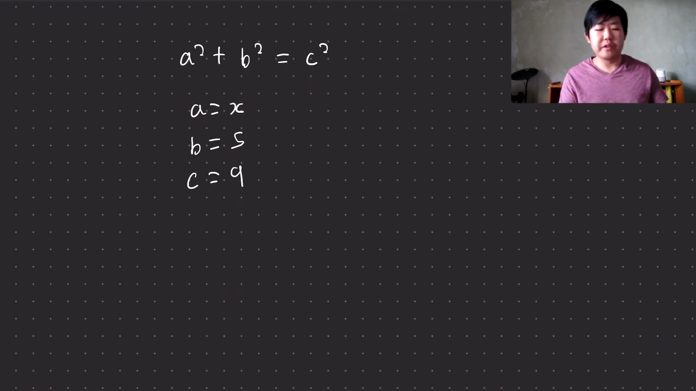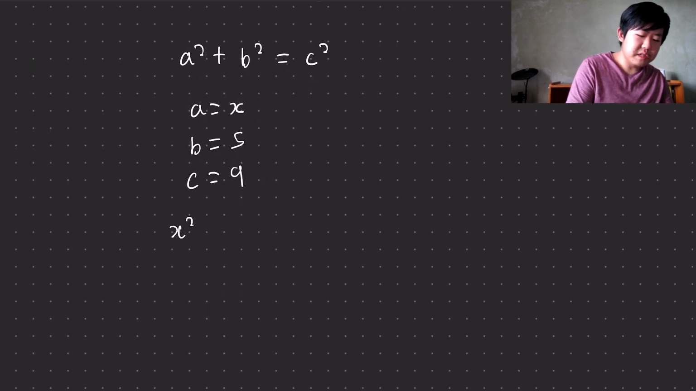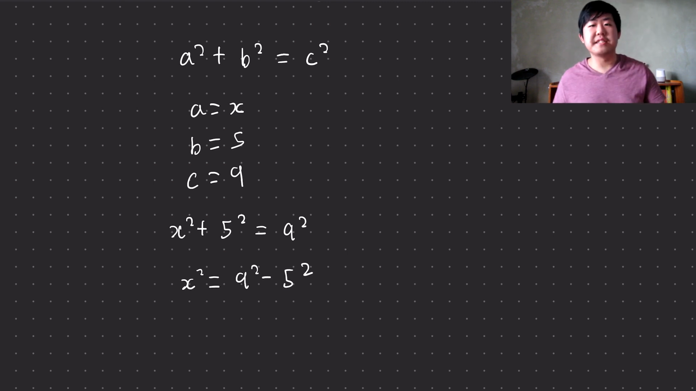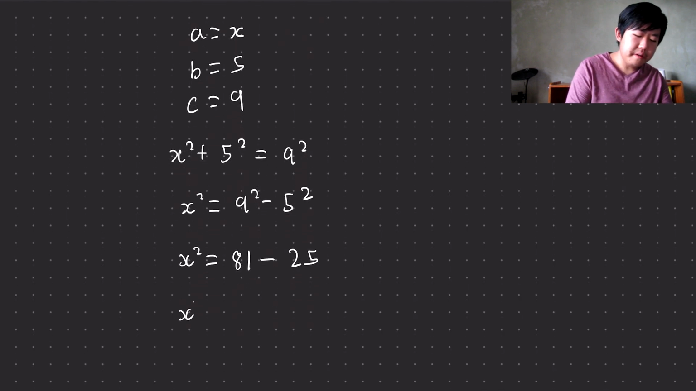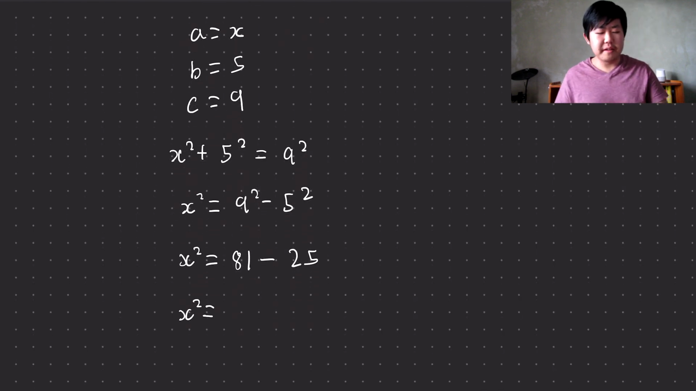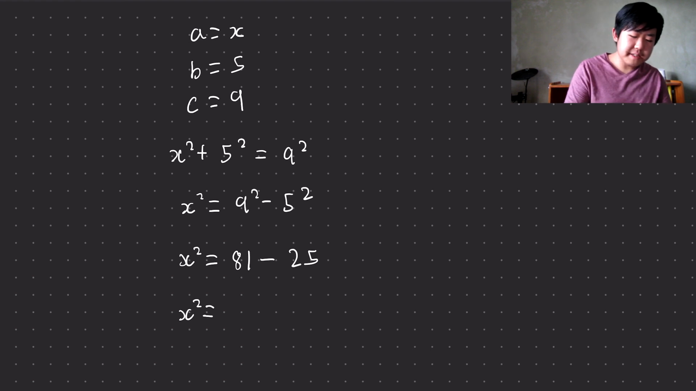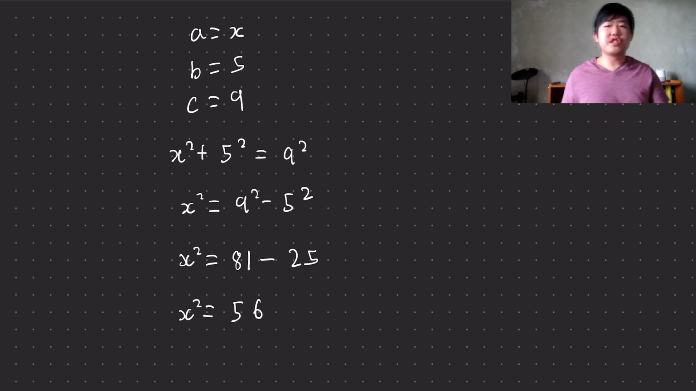Now let's substitute the values in. x squared plus 5 squared equals 9 squared. x squared equals 9 squared minus 5 squared, just rearrange the equation to make x the subject. And then x squared will be, 9 squared is 81, 5 squared is 25. And then here, 81 minus 25, let's see, that is 56. And now square root both sides as the last step.